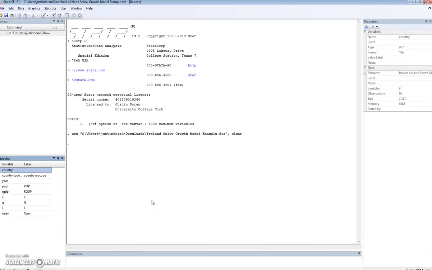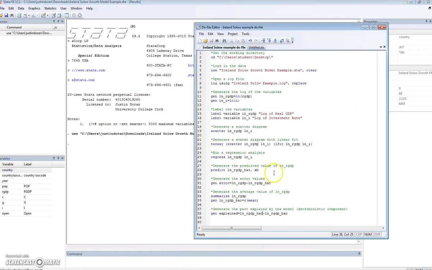In this video, I'm going to show how to run a simple regression using the Solow growth model as an example, where we're going to relate real GDP to the investment rate. We're not going to worry about issues such as stationarity or autocorrelation. We're just going to look at how to run a simple model in Stata and how to interpret a number of important factors.